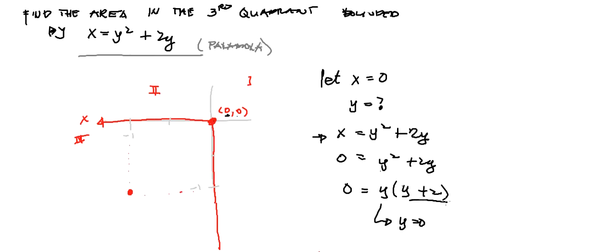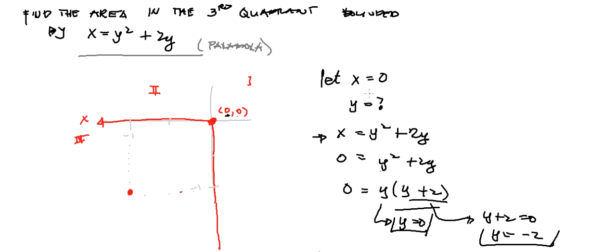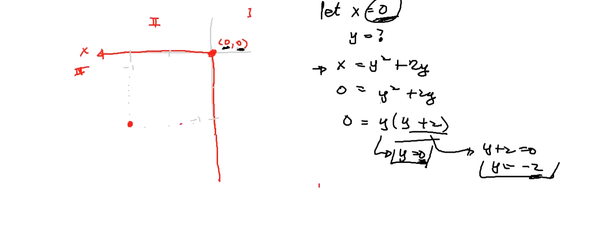Y is equal to 0. And for this one, y plus 2 is equal to 0, then y is equal to negative 2. Okay. As you can see here, as what we have expected, if x is 0, our y is 0. So we have x is 0, our y is 0. And the other y is, if our x is 0, the other y is negative 2. So we have 0, negative 2. We have x is 0, and then y is negative 2. See, this is our point.